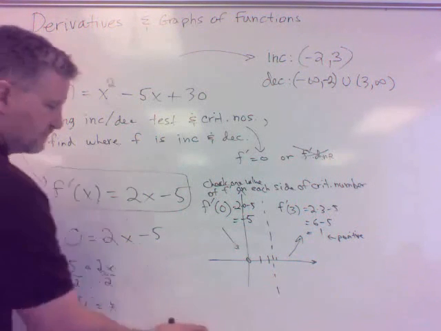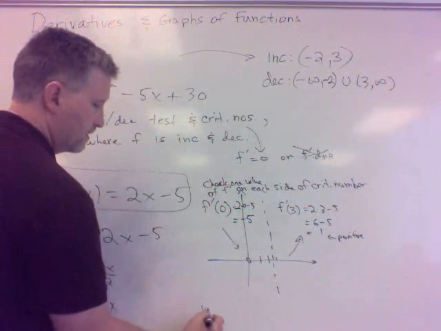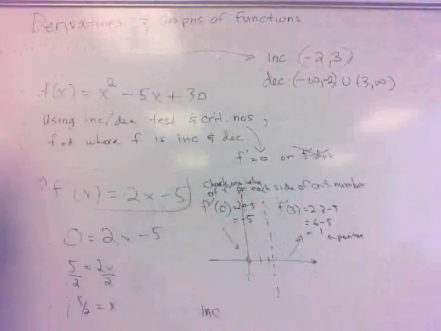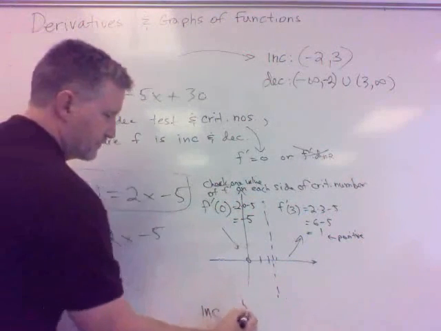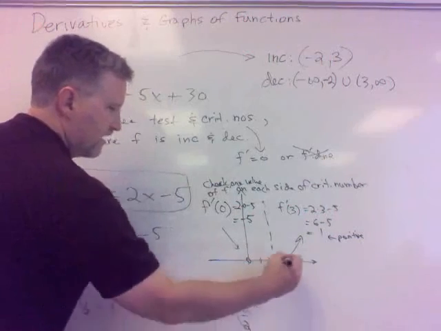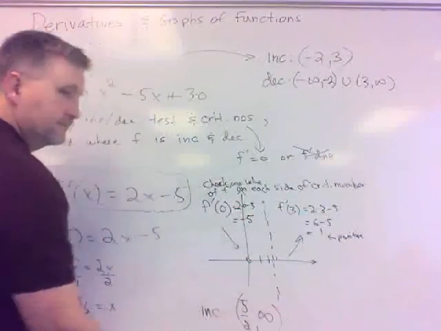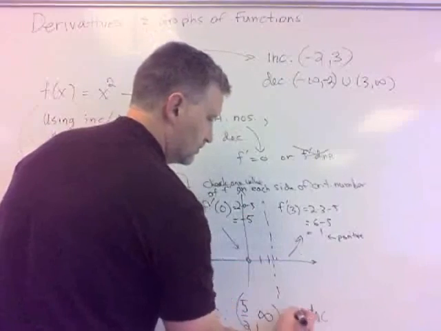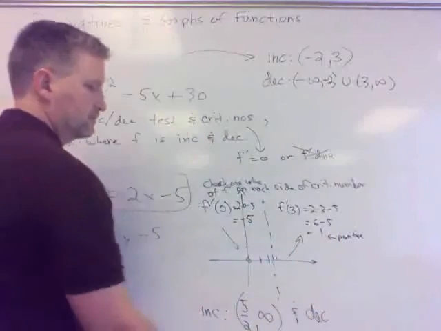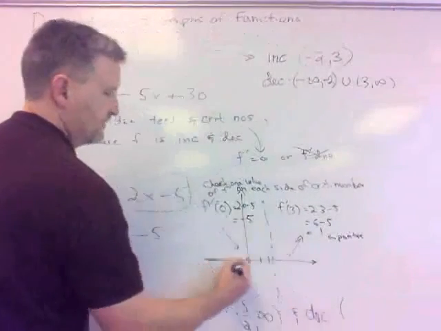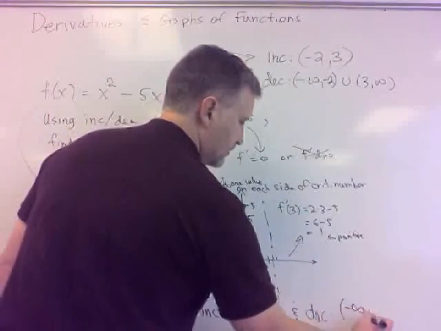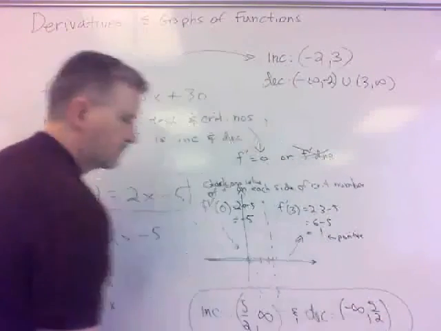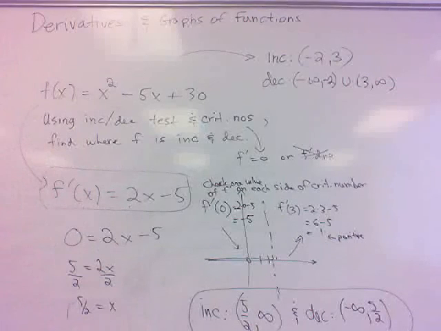Okay, so with that being said, where is our increasing part then? Well, it divides up at the critical number, which is 5 halves or 2.5, whatever you want to write there. So 5 halves to infinity is increasing. Decreasing, well, it'll be negative infinity to 5 halves. With me? Like I said, that one's probably an easy one.